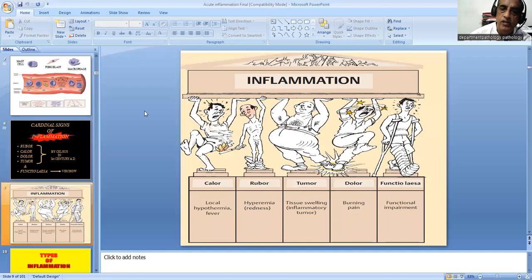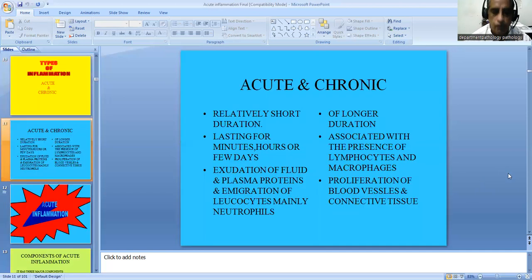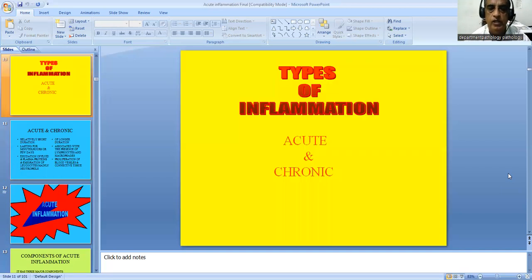See, this is another depiction of the 5 cardinal signs of inflammation. There is local hyperthermia and fever. There is hyperemia or redness, the rubor. Then the tumor is tissue swelling, inflammatory tumors, and there is edema. Dolor is burning pain. This you can see. And finally, the loss of function, or functional impairment, is there. We'll see the basis of all this gradually.